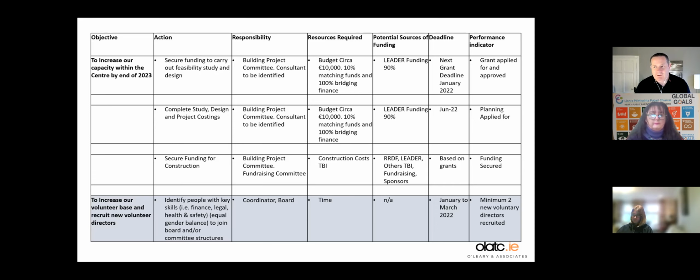What's happening there is, again, the actions: they need to identify people with key skills, either finance, legal, or health and safety. There should be an equal gender balance as well. A lot of the groups we work with don't have an equal gender balance, which needs to be addressed. We work with them in terms of how to address that and how to identify people in the community who will come on board. Normally that would be the coordinator's responsibility, if there's a coordinator or manager in place, and the board.